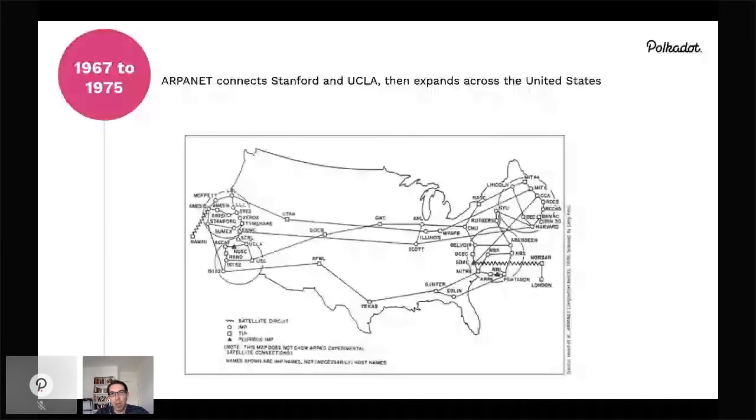So let's go all the way back to the late 60s. When computers were first created and people first started using them, they really were islands unto themselves. You had an individual computer, and if you wanted to bring information from another computer, you put it on a diskette or a reel-to-reel tape or a bunch of punch cards and brought it over to the other computer.